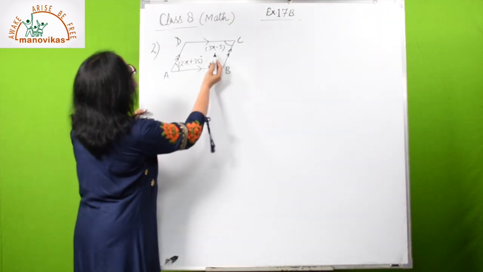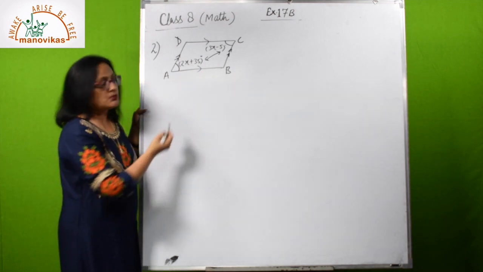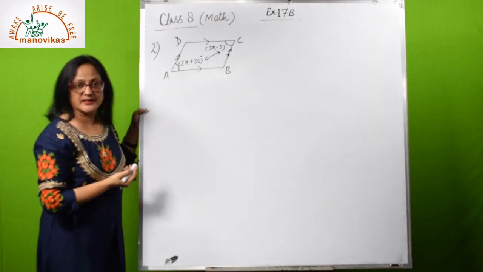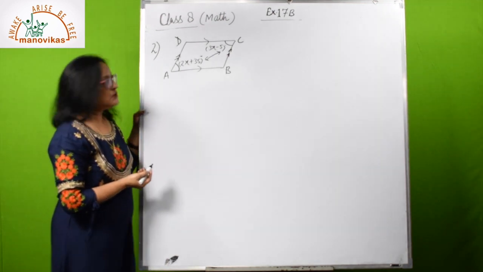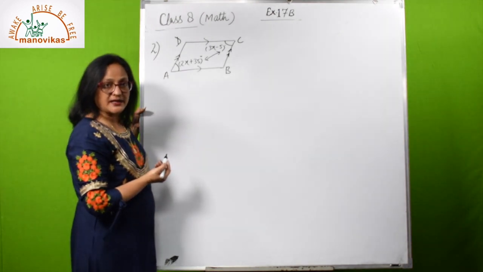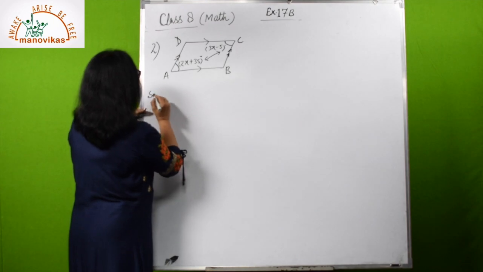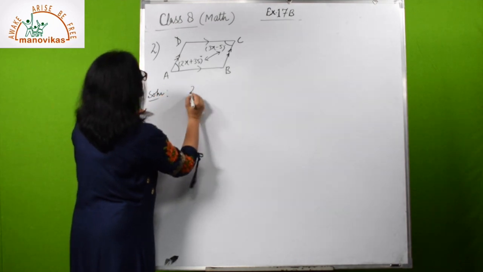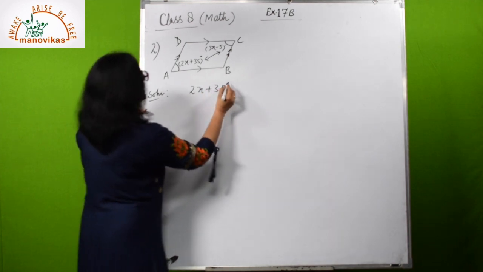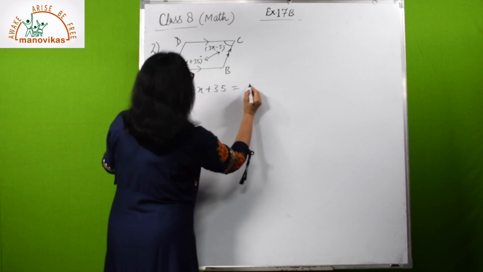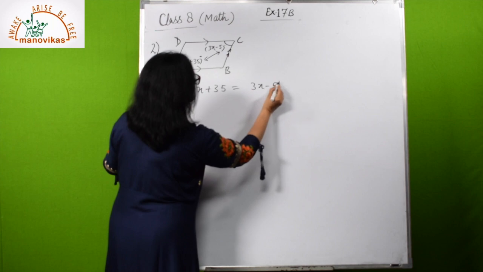So here both the angles, if you see, they are opposite angles. So what is the connection of opposite angles in a parallelogram? Just now we have done this. Opposite angles are equal. So you use that property, opposite angles are equal. So first of all we make them equal. So the first property that we are going to use, opposite angles are equal. So 2x plus 35 degree is equal to 3x minus 5.